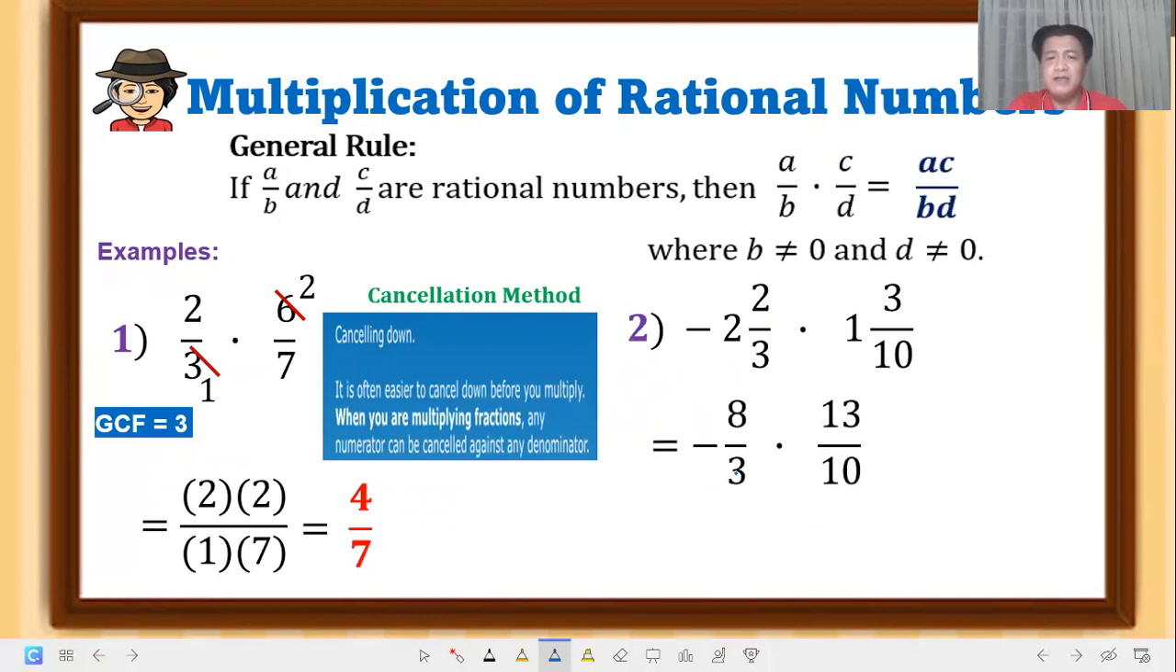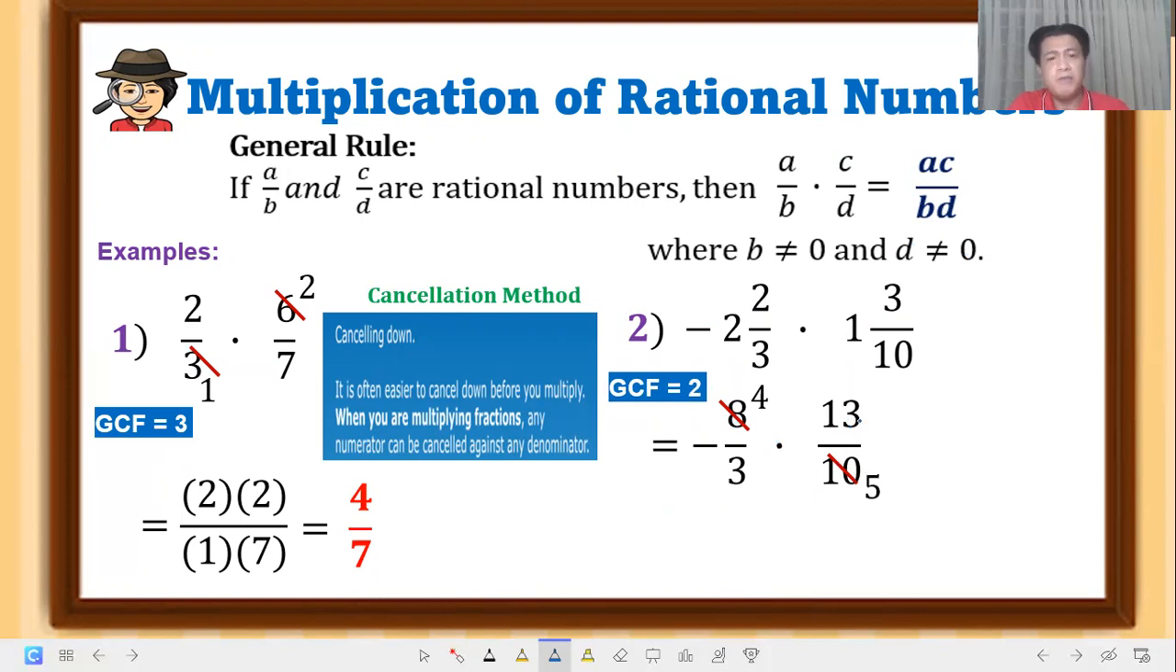Since may negative, copy the negative sign. Also, because 10 times 1, that is 10 plus 3, 13 over 10. And then, you have to take the greatest common factor, or ano yung pwede pang cancel kahit 8 tsaka 10. Di ba? Yun yung GCF nila, 2. Okay, kaya pag turn down natin yan, or kinancel natin 8 divided by 2, that will become 4. Same with this. 10 divided by 2, that is 5.